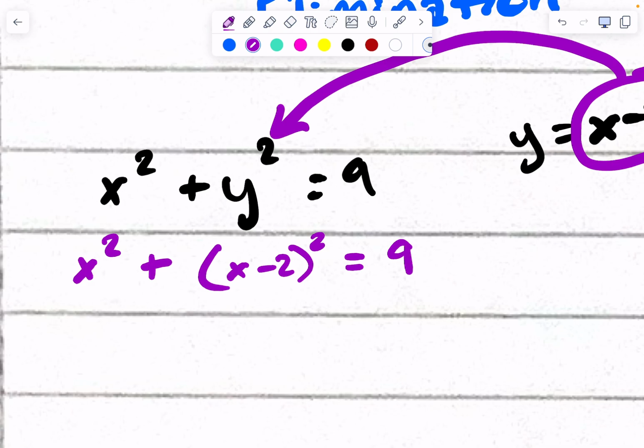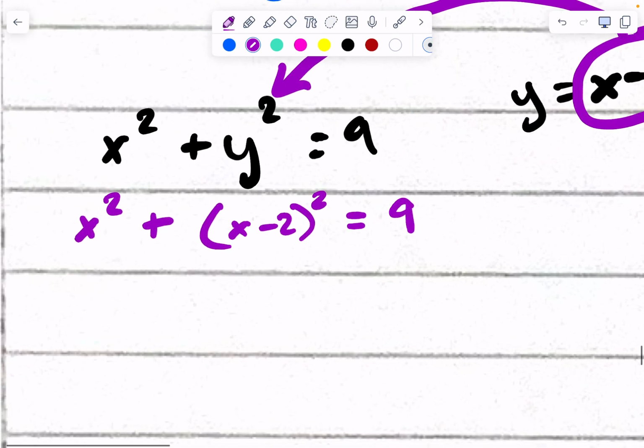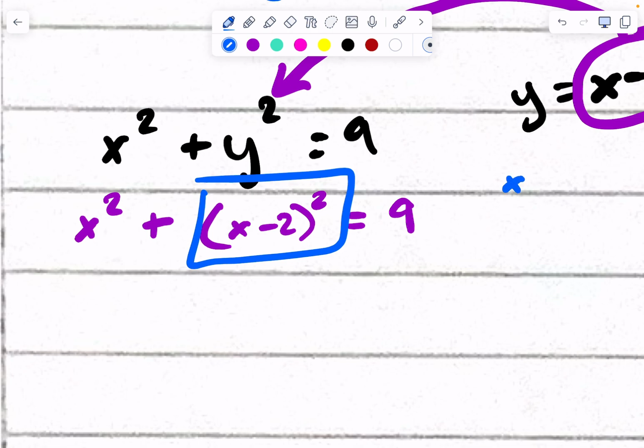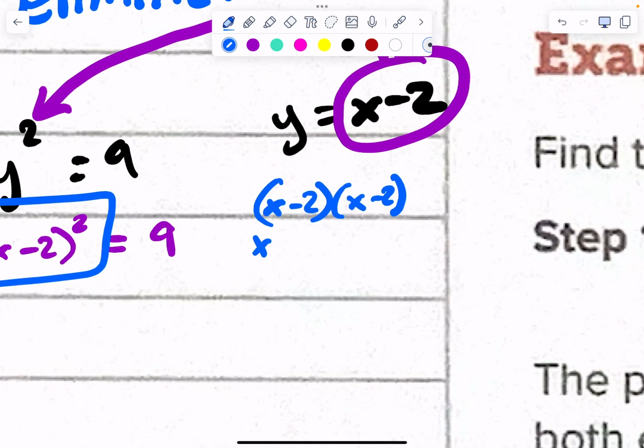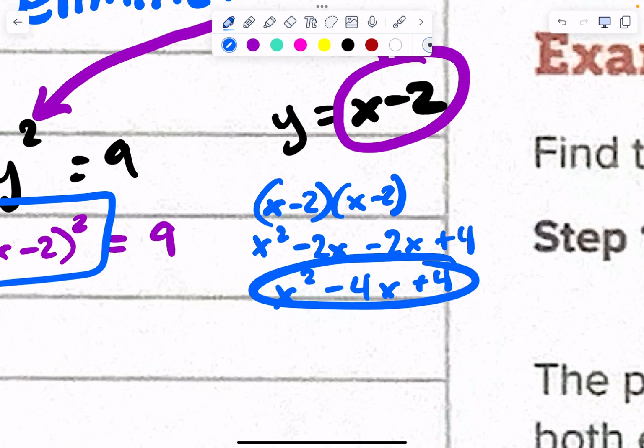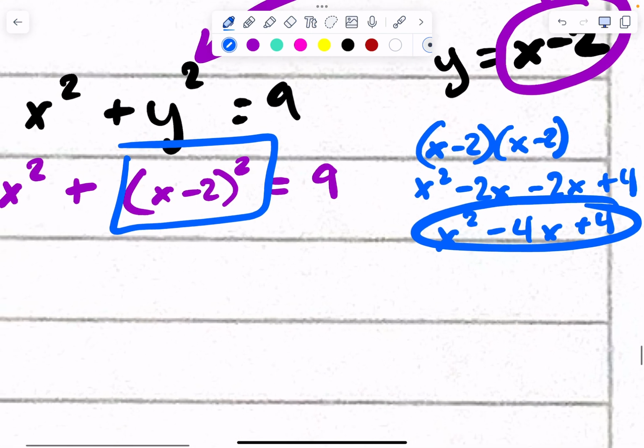So I made it uglier, but I only have one variable now. I'm only dealing with x's now. This guy, we've talked about how to FOIL him before, like x minus 2 squared means x minus 2 times x minus 2. Did we talk about that before? So if I FOIL this, you'll get x squared minus 2x minus another 2x plus 4, yeah? Or x squared minus 4x plus 4. And some of you can go straight to that, and I encourage you to do that, okay?